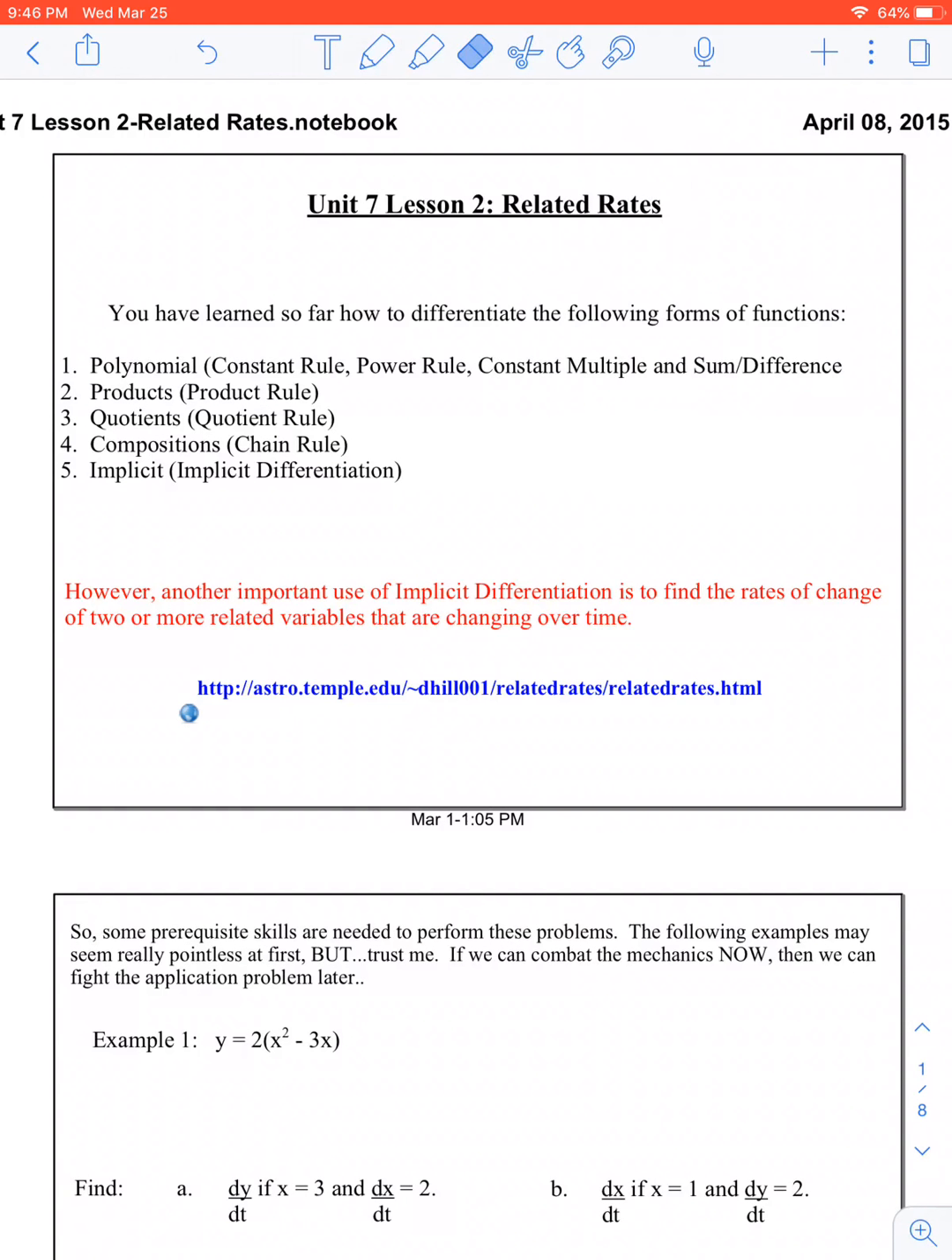Hello and welcome to the next lesson of Unit 7. We're going to talk about related rates. When we talk about related rates, these are basically application problems that go with implicit differentiation.